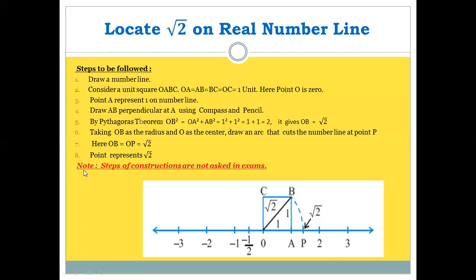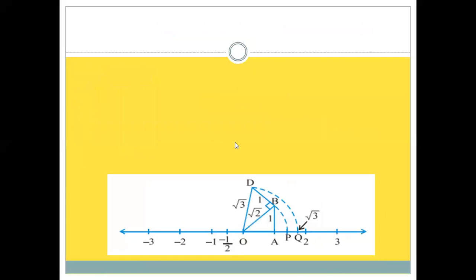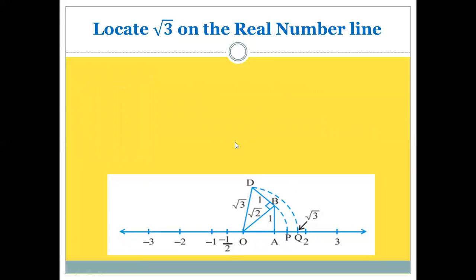So now here we have the note: steps of constructions are not asked in examination. So whenever this question comes in exam, you are not supposed to write the steps. What you need to do is just write the value of base and perpendicular as 1 unit and do the constructions using compass and pencil. Now next we have the location of root 3 on the real number line. How can we locate it? So the steps are as follows here.